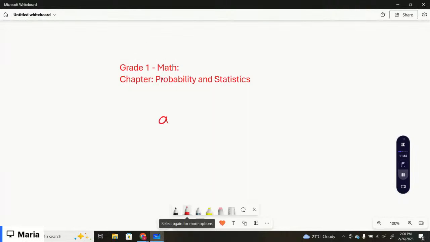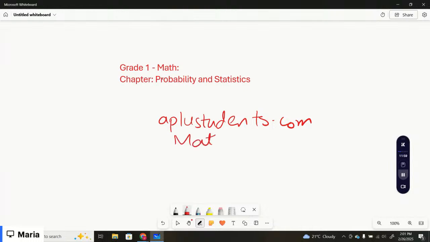You can find all the lessons on aplusstudents.com. You have to log in there using your email address and password as provided by the administrator. Then you have to select math from the subject tab. Scroll down to grade 1 math and then click on view all lessons. There you can find a list of the chapters. We're going to start with the chapter probability and statistics.